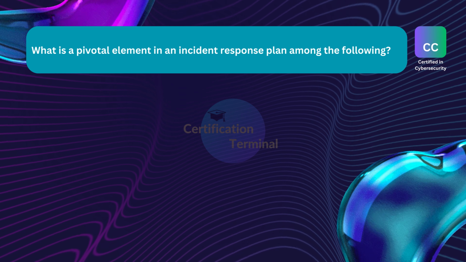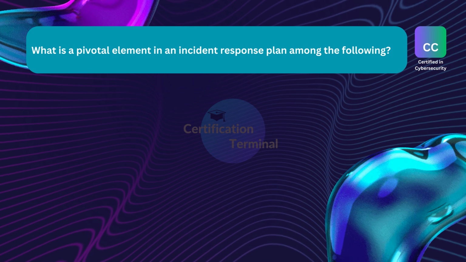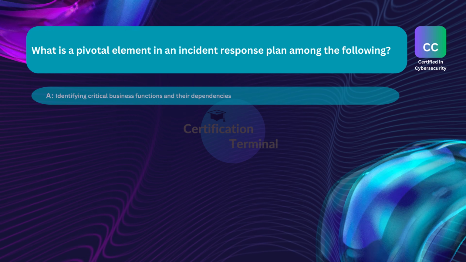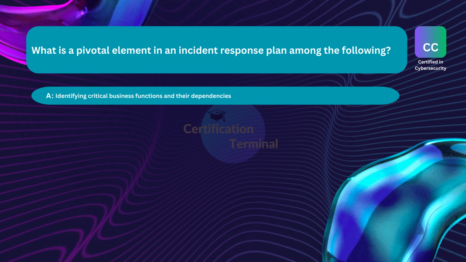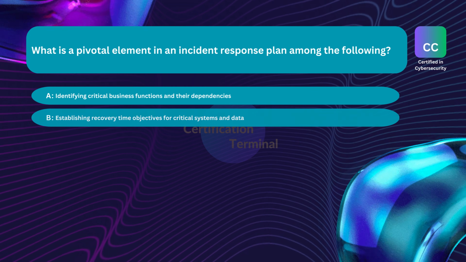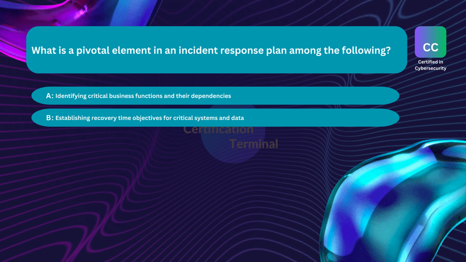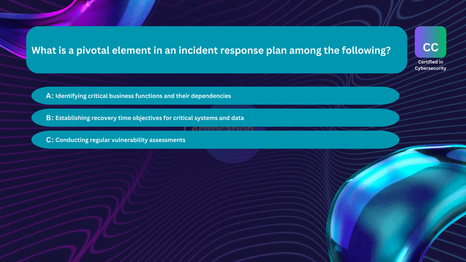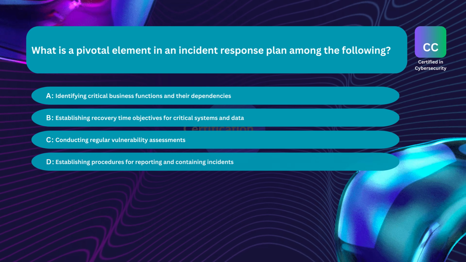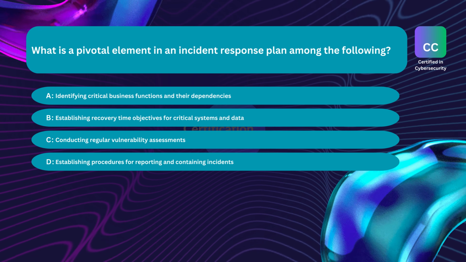Question number 20. What is a pivotal element in an incident response plan among the following? Option A, identifying critical business functions and their dependencies. Option B, establishing recovery time objectives for critical systems and data. Option C, conducting regular vulnerability assessments. Option D, establishing procedures for reporting and containing incidents.